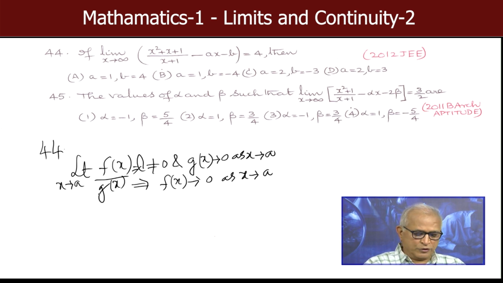So, when the quotient function has a non-zero limit, and of course when L equal to 0 also this happens, no matter whether L not equal to 0 or L equal to 0. So, when the denominator function has the limit 0 as x tends to a, the numerator also must have a limit 0 as x tends to a. So these 44 and 45, both the questions are based on this simple result. Now, let us see 44.